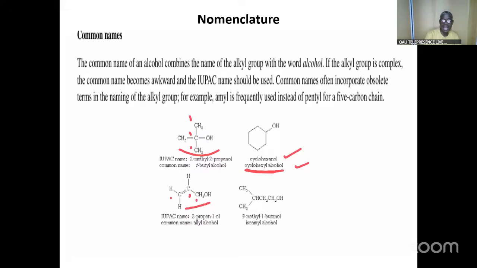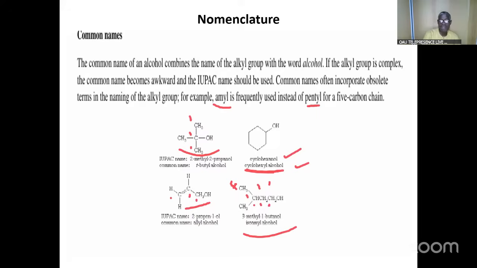Now the last one here: the OH is attached to a carbon carrying 2 hydrogens. So that's carbon 1, carbon 2, carbon 3, and carbon 4, because we are looking at the longest chain. For this one, it is 3-methyl-1-butanol, or 3-methylbutan-1-ol. You are fine. Now for the common name, just like I told you, how many carbons do we have there? 5. And we said we use amyl here, instead of pentyl, for a 5-carbon chain.